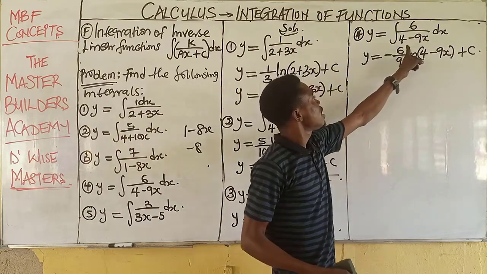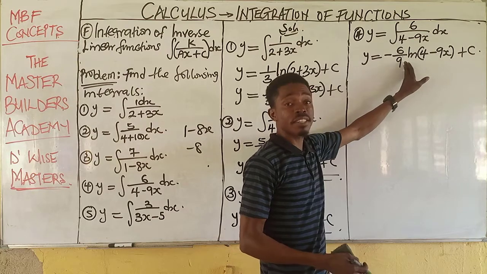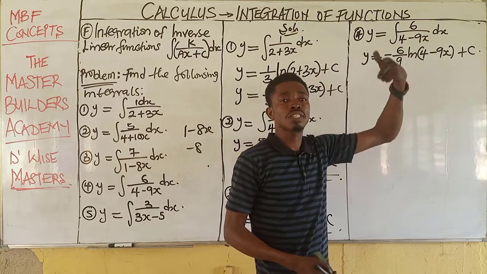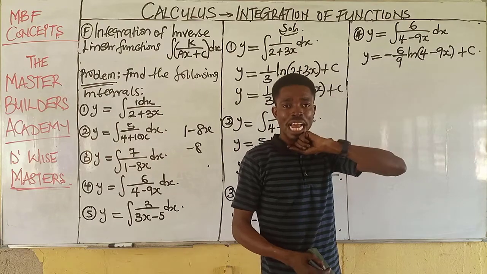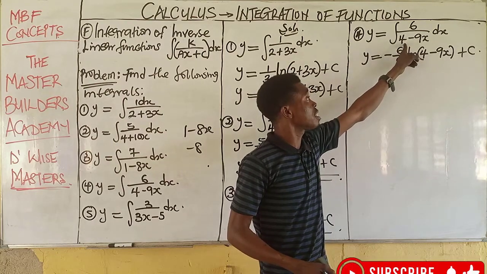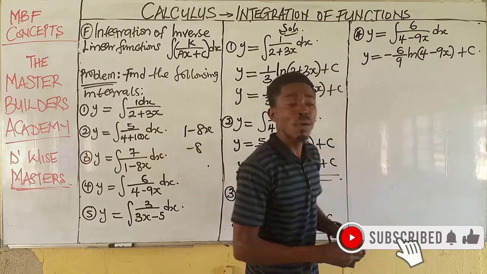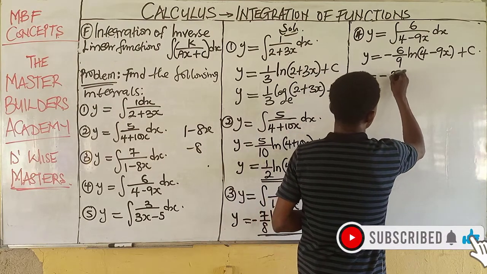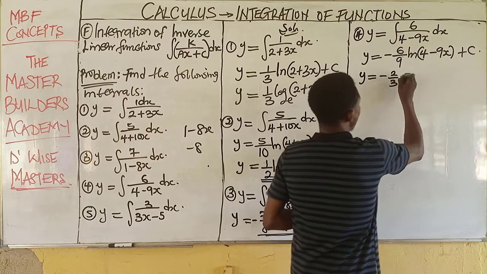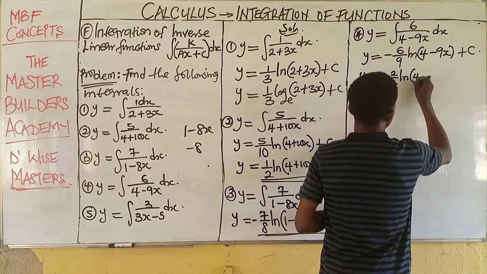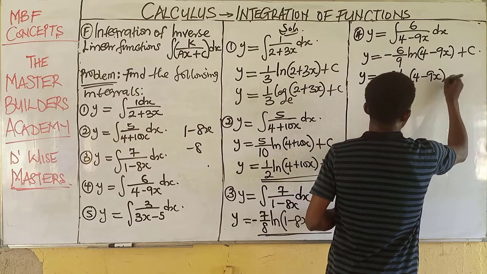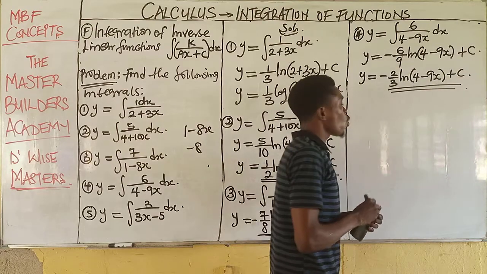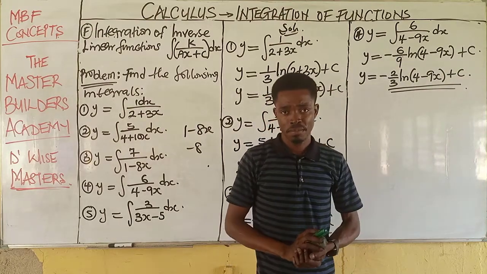At this point, 9 and 6 have something in common. 3 is a factor of 6 and equally a factor of 9. So we can decide to divide 6 and 9 by 3. And when we reduce this, y becomes minus 2 over 3, ln of 4 minus 9x, plus c. This is the answer to question number 4.